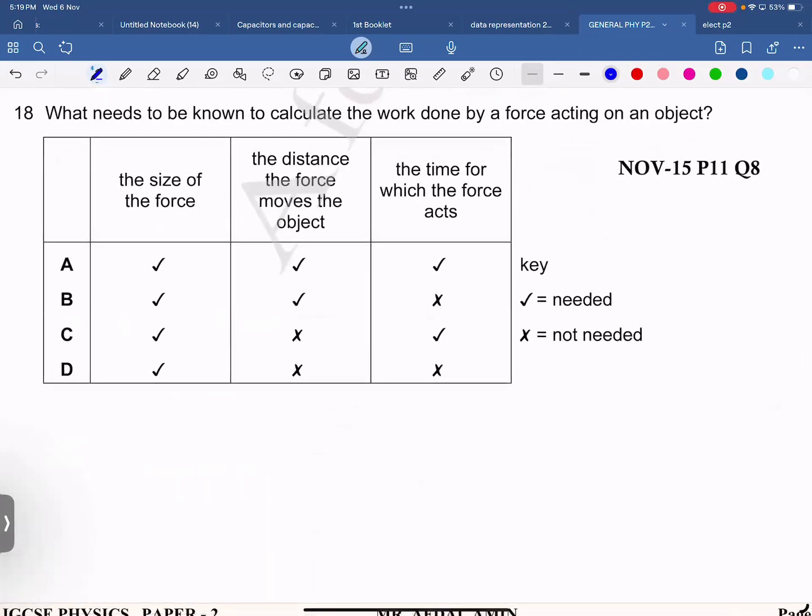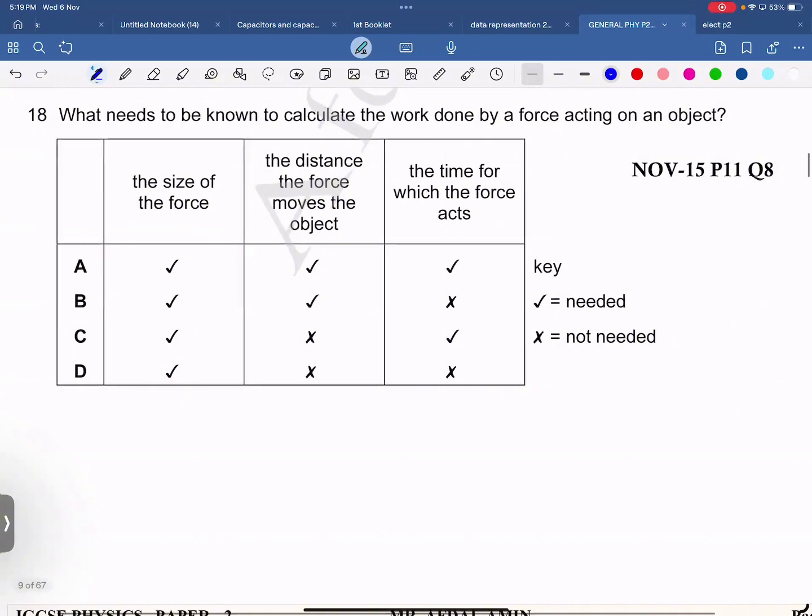What needs to be known to calculate the work done by a force acting on an object? Work done formula is force multiplied by distance. So do you need force? Yes. Do you need distance? Yes. Do you need time? No. Time we need for power calculation. So yes, yes, no. Option B.